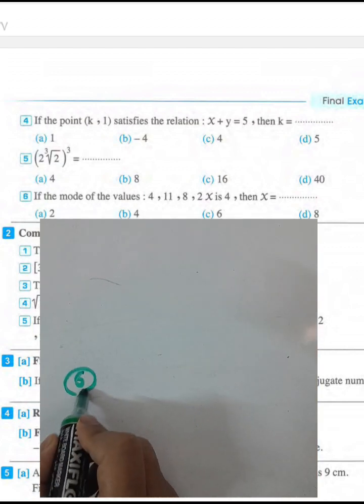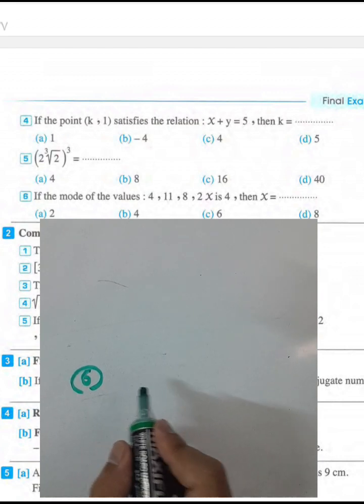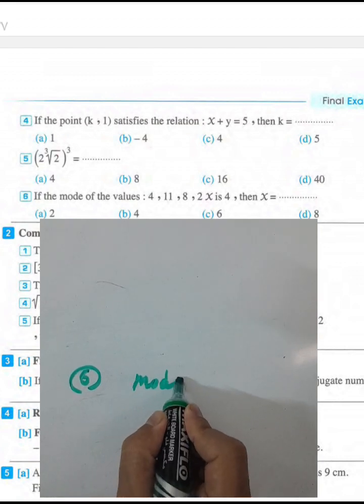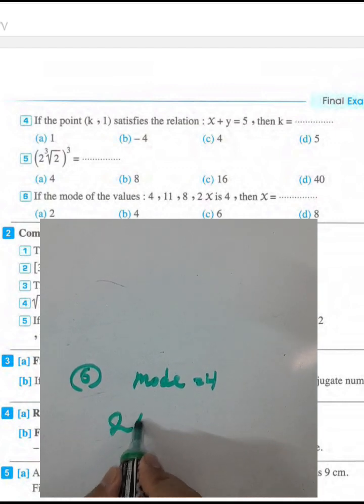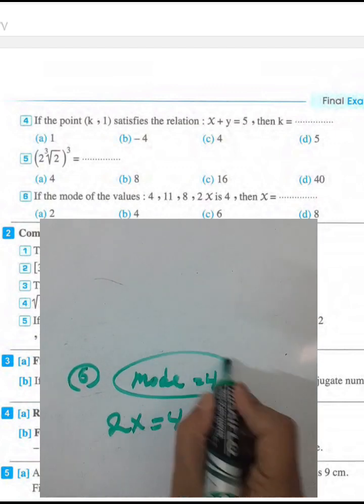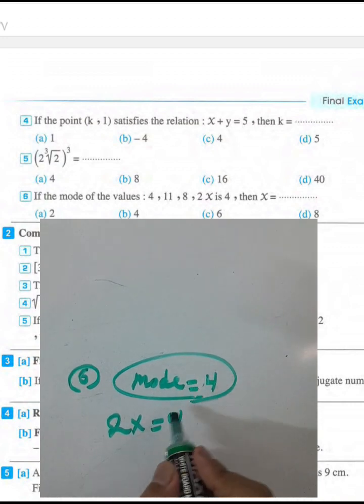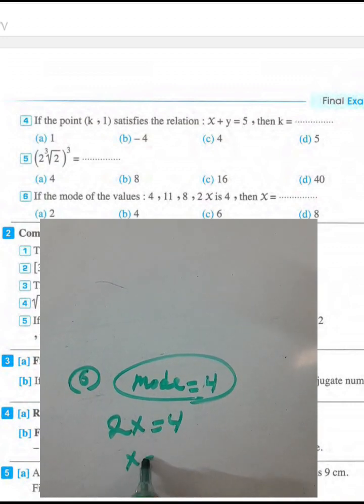Question 6: if the mode of all the values is 4, then x will be what? Then 2x will be 4, because the mode means the most repeated number, here 4. Then 2x equals 4, so x will be 4 divided by 2, it will be 2.